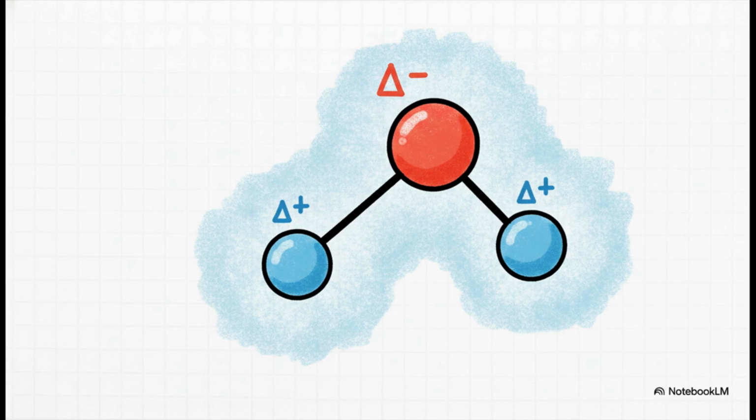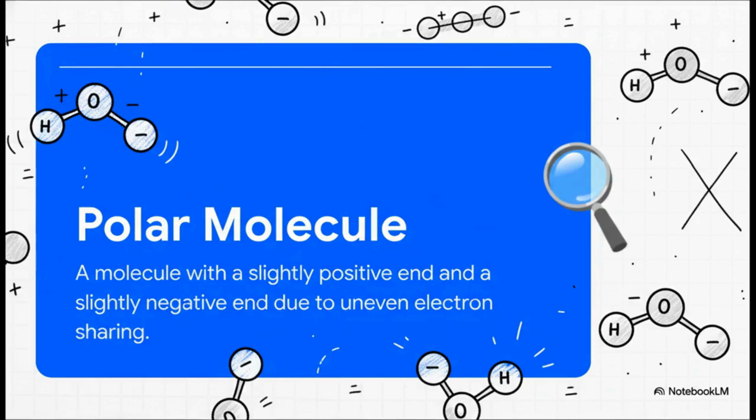This imbalance is called polarity. A polar molecule is basically a tiny magnet. It's got a positive end and a negative end. See, if water were a straight line, all those charges would be balanced. They'd cancel out. No polarity. But because of that 104.5 degree bend, we get this tiny little molecular magnet.